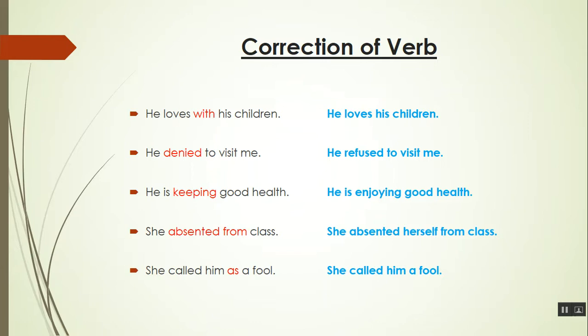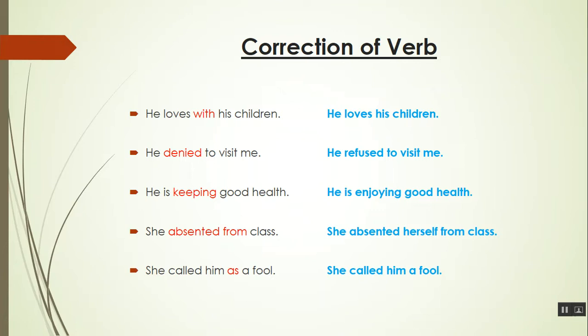She absented from class. Over here the verb is absented, then there is from. In something like that we use ourselves, herself, myself. Similarly, with that rule we should use she absented herself from class. That would be a 100% good sentence, a right sentence, a correct sentence.